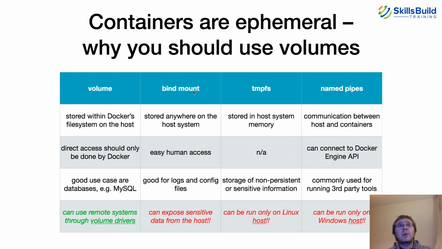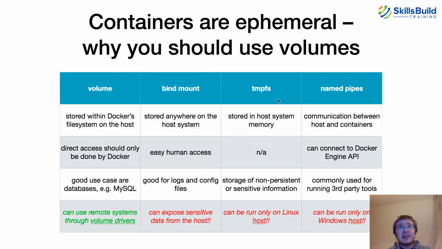The next one are bind mounts. Bind mounts allow you to mount any information on the host system and allow easy human access, both from the host side and from within the container. A good usage would be log files and config files. Bear in mind that using bind mounts can expose sensitive data from the host. Another thing to bear in mind is that bind mounts are known to be slow on macOS and Windows with WSL.